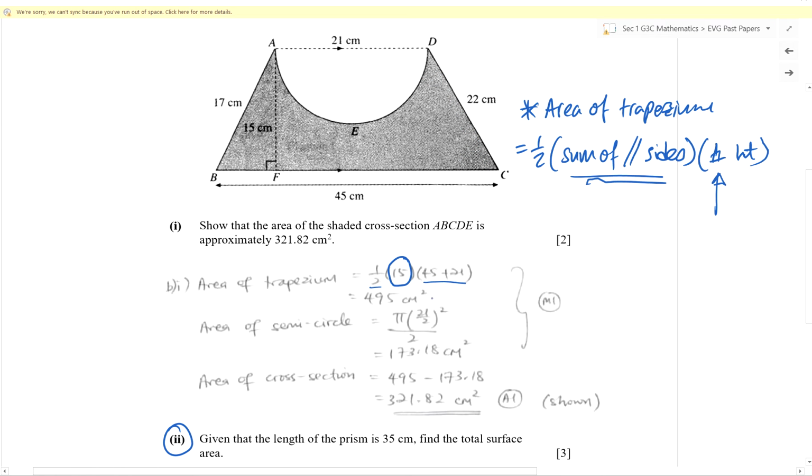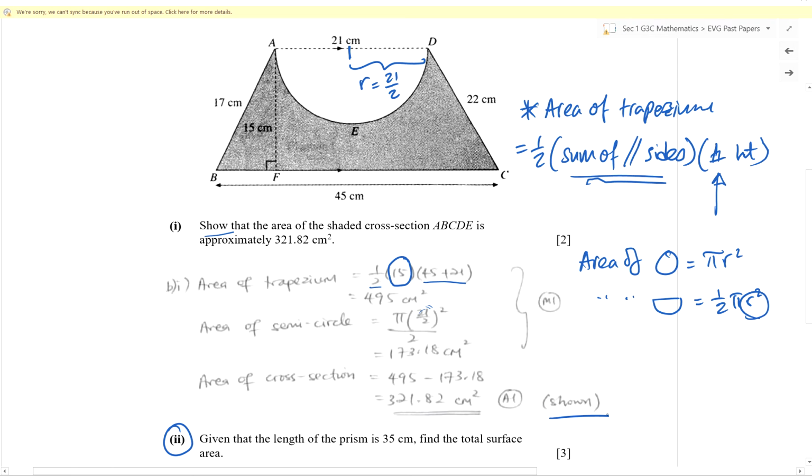So the area of the trapezium is 495 cm², then we need the area of the semicircle. The area of a circle equals pi r squared, so for half a circle, it must be half pi r squared. Now r will be the radius, that will be 21 over 2. So half times pi times 21 over 2 squared. So the area of the cross section, you take the difference, and we prove it. They ask you to show, so at the end you write shown.